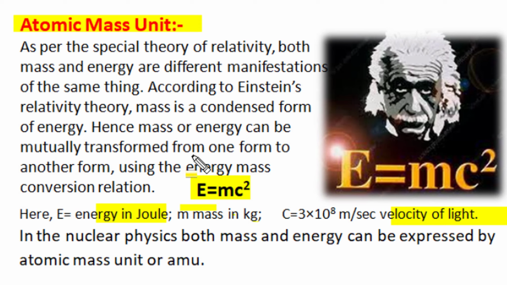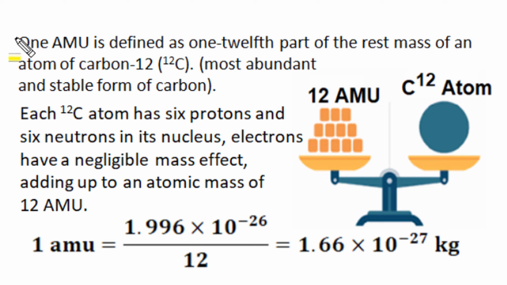And in nuclear physics, both mass and energy are usually expressed by atomic mass unit or AMU, abbreviated as only u. As per definition, one atomic mass unit or one AMU is 1/12th part of the rest mass of a carbon 12 atom, which is the most abundant and most stable form of carbon. Now the carbon 12 atom consists of a nucleus having 6 protons and 6 neutrons, and 6 orbital electrons. These electrons have negligible mass, so we can say the total mass of a carbon 12 atom is 12 AMU.